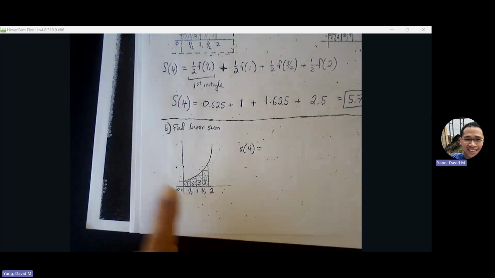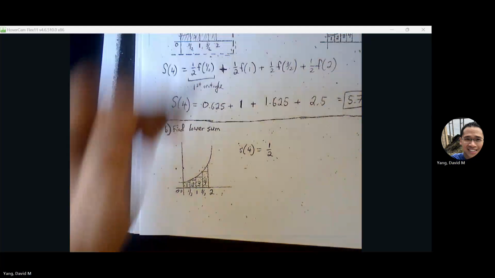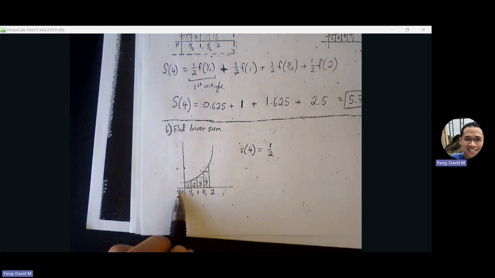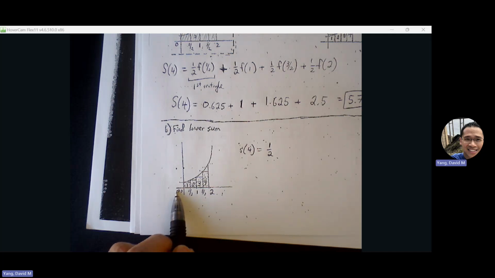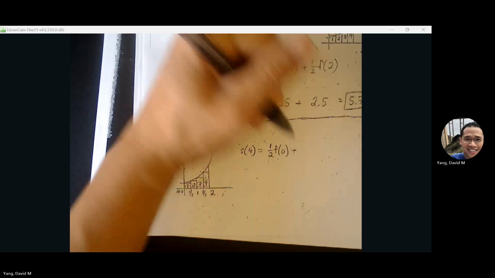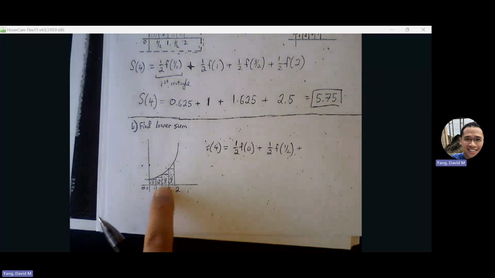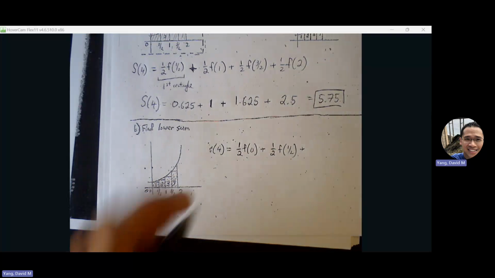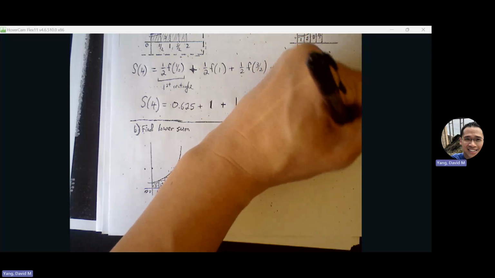So my rectangle is still going to be a width of 1/2. But now between f of 0 and f of 1/2, f of 0 is now the lower of the 2 heights. And we'll let f of 0 represent the height of my first inscribed rectangle. And then the second rectangle will be width of 1/2, height of f of 1/2. Third rectangle, I'm going to use f of 1 to represent the height of my third rectangle. And the last rectangle, f of 3/2.